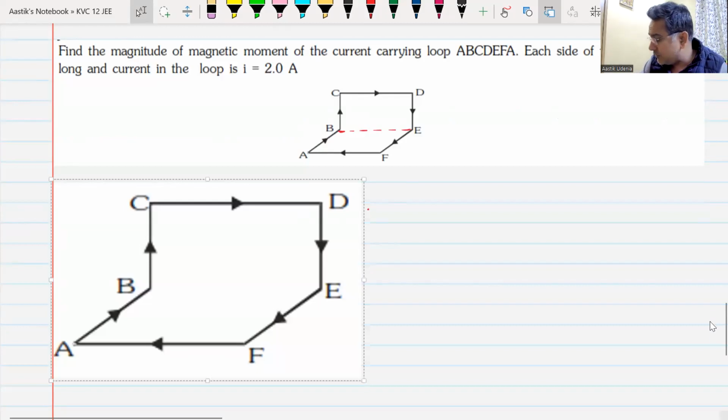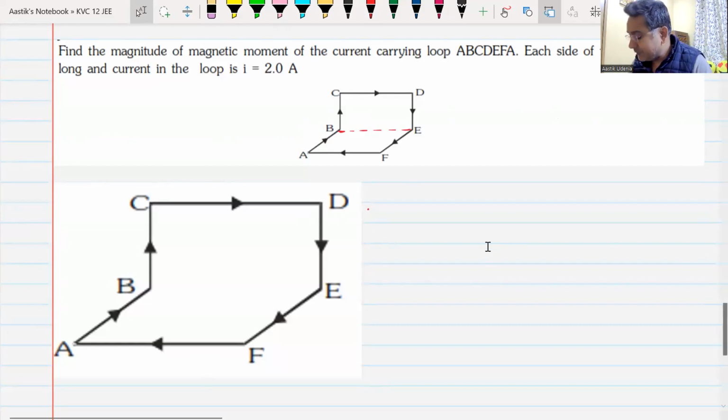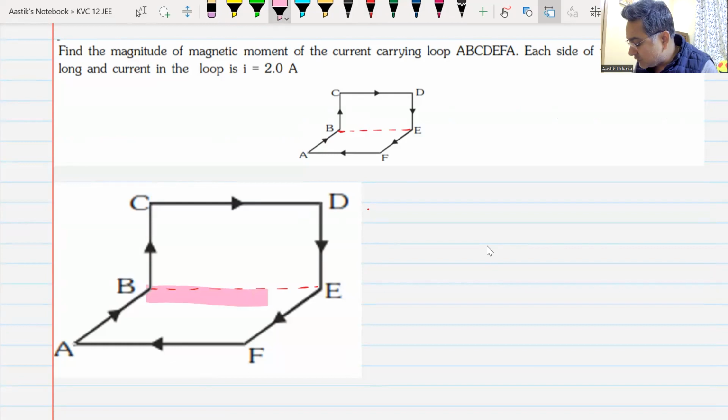So this is the enlarged view of the same thing so that you can understand it. I can break this up. Basically, this consists of two loops. The pink loop is like this. You can find the magnetic moment of that loop, and the magnetic moment of this loop will be going along the y-axis. Yes or no? You understand this?